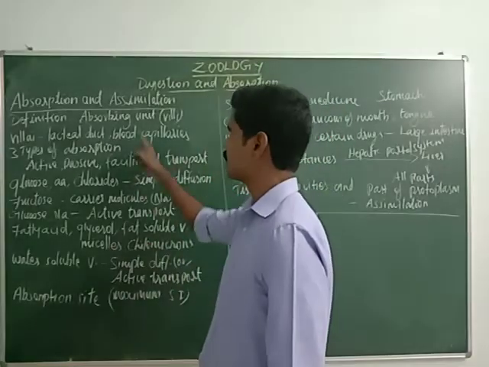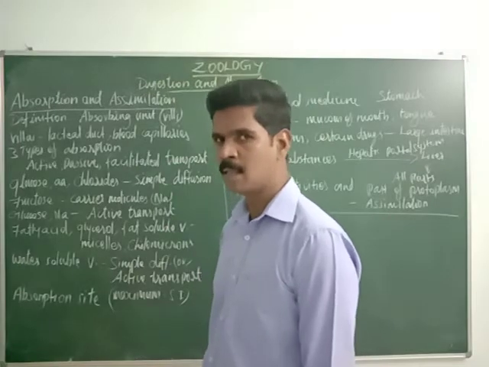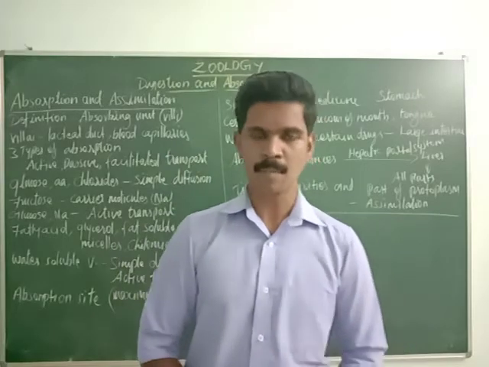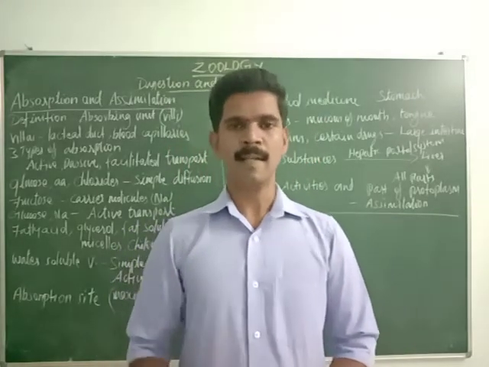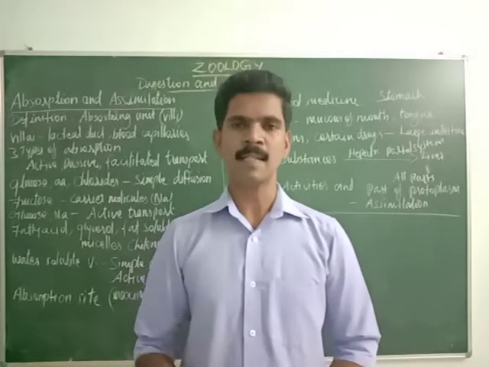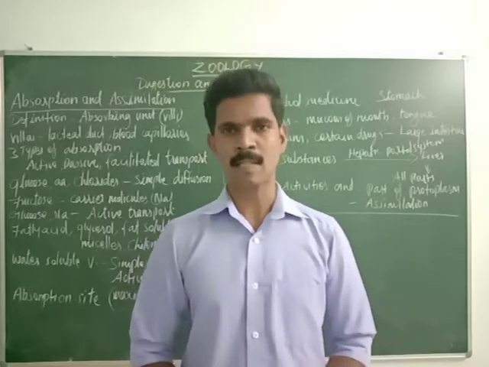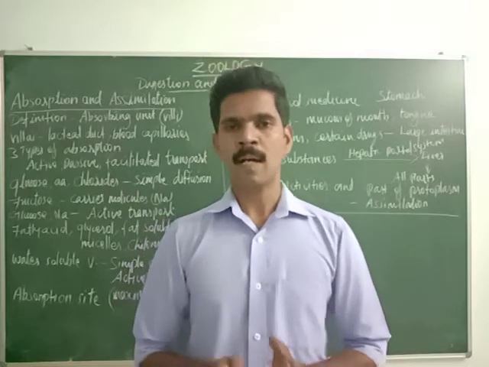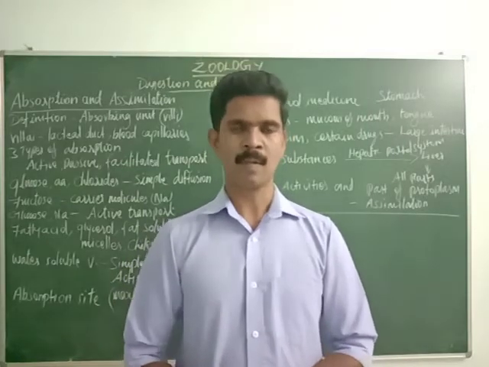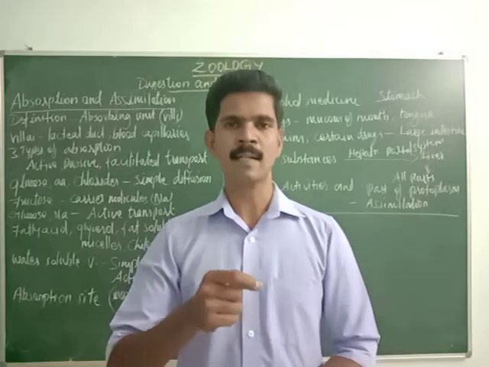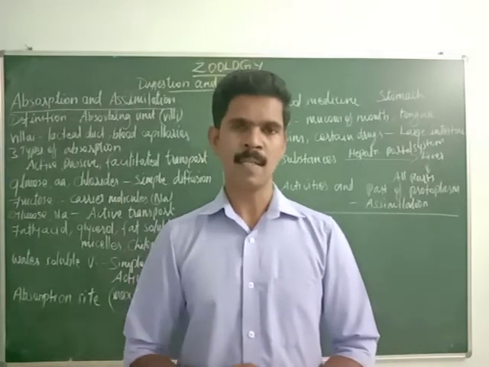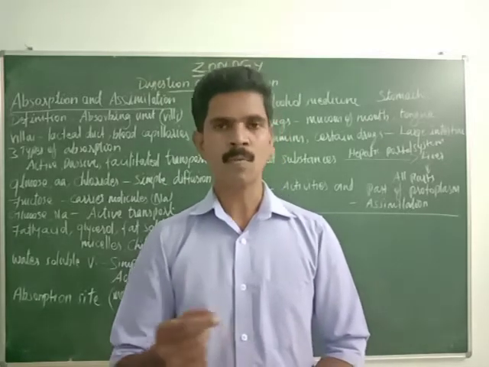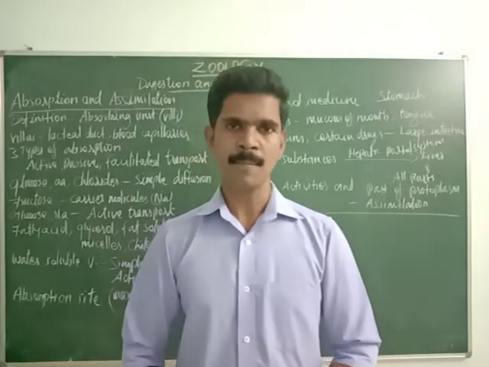The topic name is absorption and assimilation. First I am going to say the definition for the word absorption. Absorption is a process by which the end product of digestion enters the blood and lymph through the intestinal mucosa. After the digestion process is over, some food substances enter the blood, and some enter the lymph, through the intestinal mucosa.